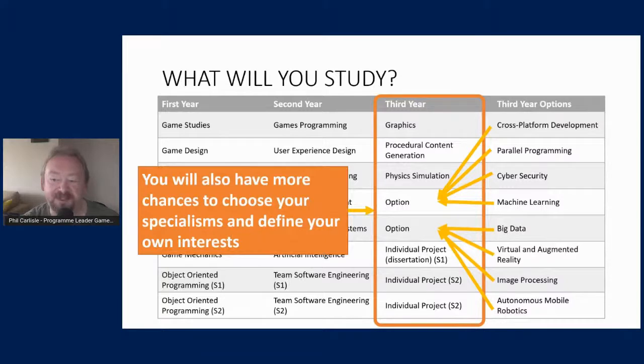So obviously, for the option modules, you can choose a bunch of different options to suit what you're interested in. So things like if you're interested in VR and AR, you could choose that as an option. If you're interested in machine learning, that might be an option. So the point is that you get to specialize in your own interests in that third year. And obviously the individual project is similarly like that.